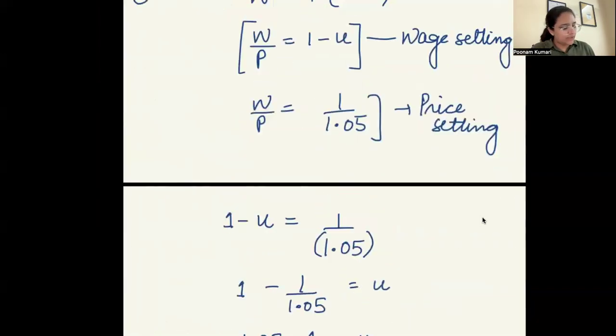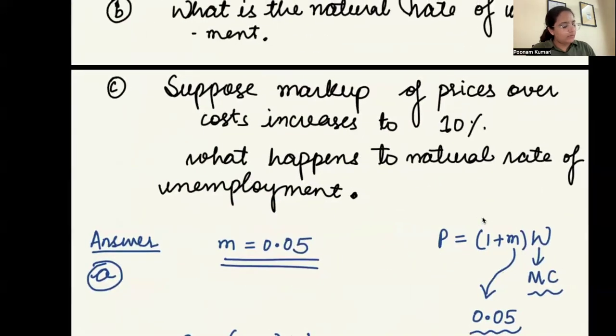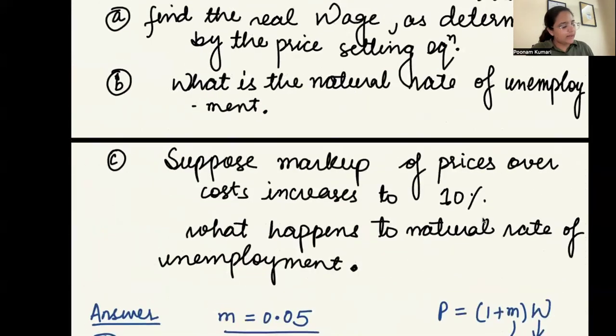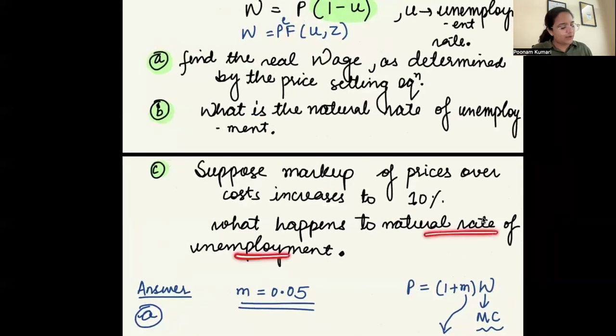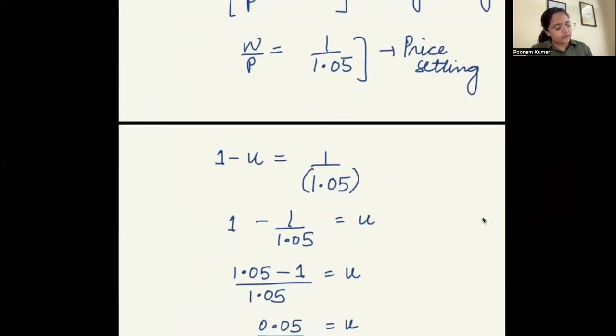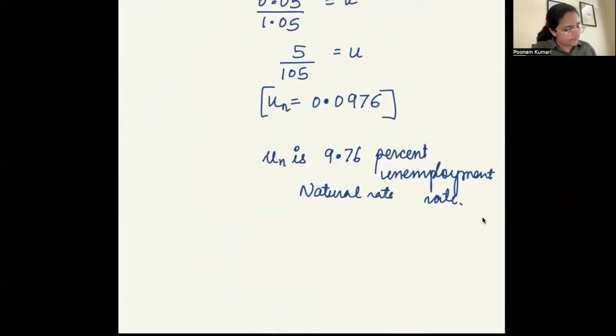Okay. So this was step number 2. Now tell me, what is to be done in part C? Suppose now the markup is not 5%, but rather 10%. So what happens to the natural rate of unemployment? Now M will change to 0.1. So what were we doing? We were basically doing this, W by P is equal to 1 upon 1 plus M. And W by P was equal to what?